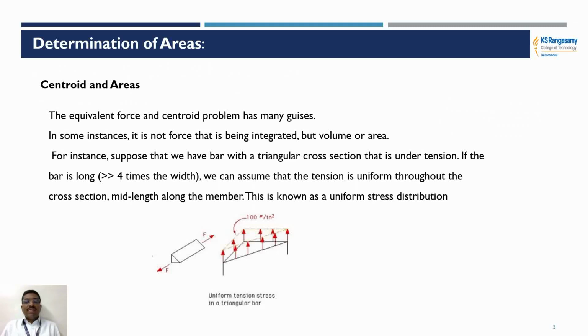In the figure we can see the bar, with the tensile force applied in both directions of the bar. F load has been applied as a tensile force, and because of it we can assume that the tensile load is acting at the mid length of the bar, and that mid length we are going to call a uniform tension stress in the bar.